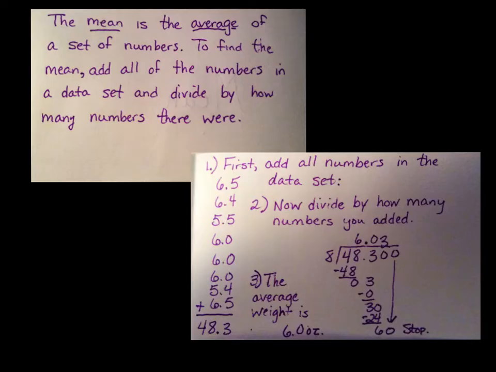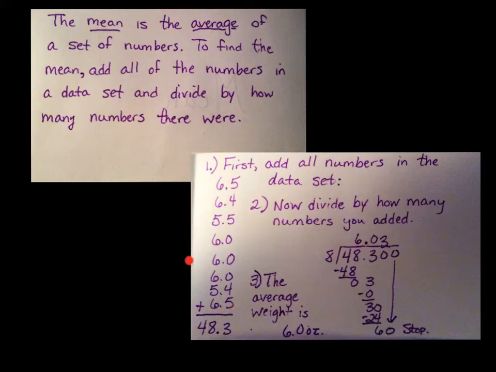First, we'll go with the top flap of your foldable. That's the mean. On your definition side, which is the left-hand side of your flap, you're going to write this. The mean is the average of a set of numbers. To find the mean, add all of the numbers in a data set and divide by how many numbers there were. So we're going to look at how we do this.